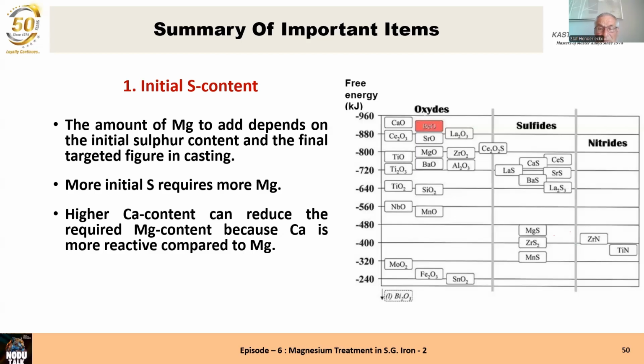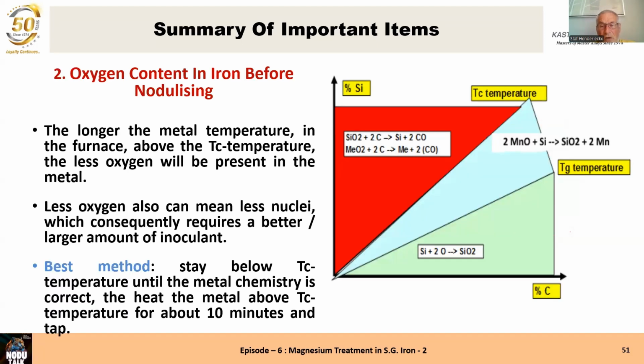Calcium oxide is the most reactive one, and also for the sulfur, you can see that the calcium sulfide is as reactive as the cerium and the lanthanum, but much more reactive with the sulfur. So if you have a high S content at the beginning, please use a ferrosilicon magnesium with somewhat higher calcium content. Oxygen, we have seen it last time.